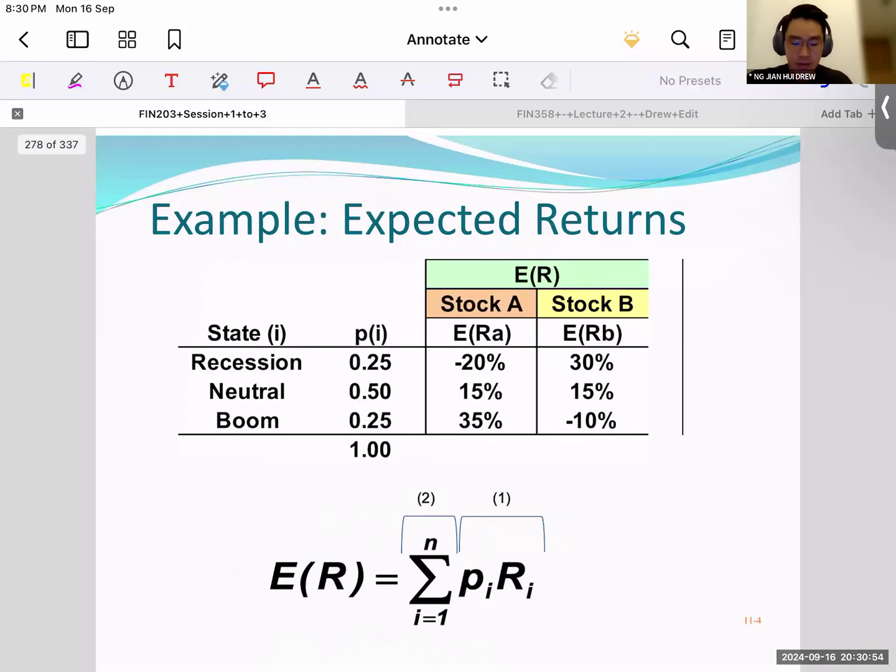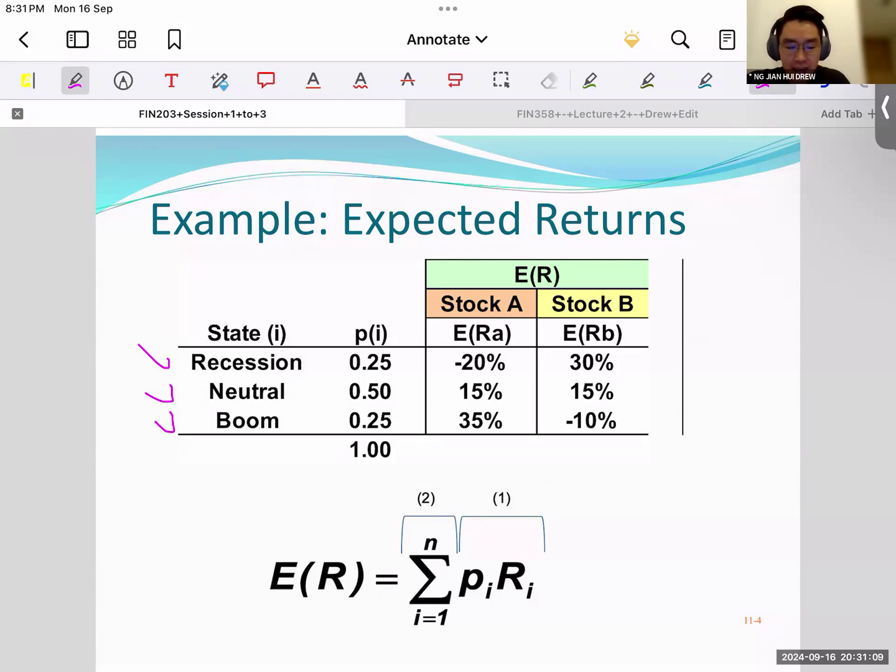So we have an example here to illustrate how we calculate this expected return by taking probability into account. So imagine you have three different states in the economy: recession, neutral state, and a boom state.